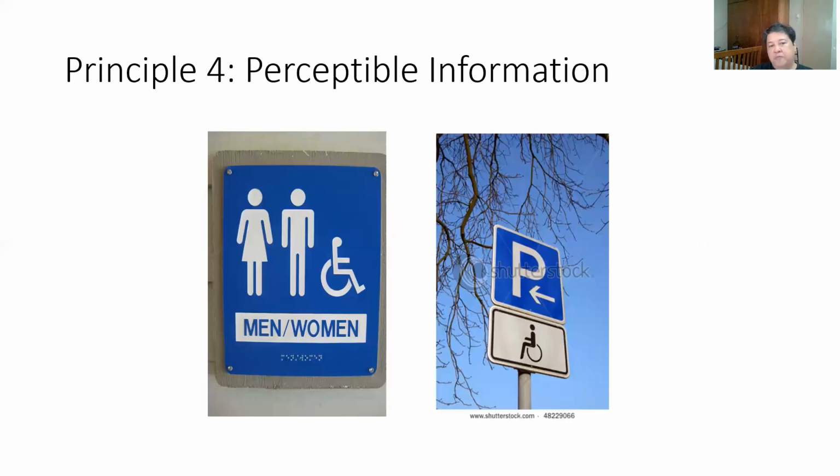For example, signboards that perhaps on the left shows a accommodation for disabled person. That is the international access symbol for all disabled person and men and women symbol. So, and also there is a tactile braille letterings below to find out information if you need to. On the right is also a perceptible information to know where to go for parking for those who are disabled drivers.